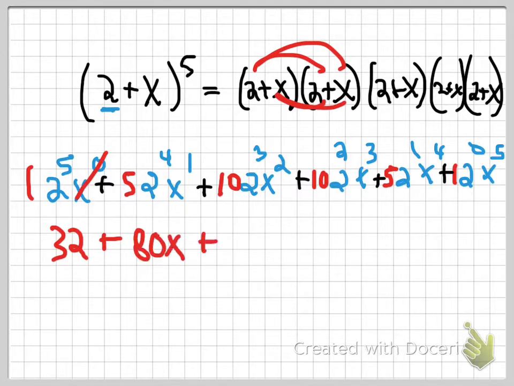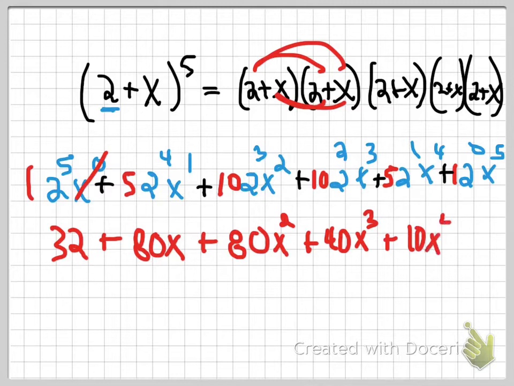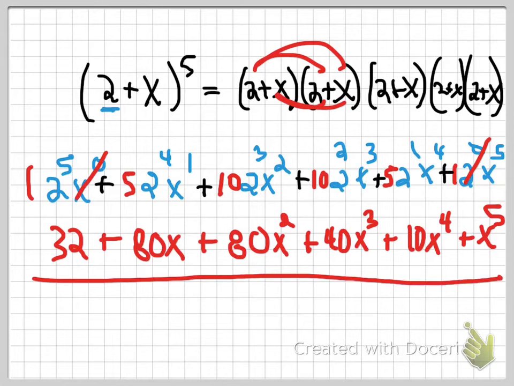Plus 10 times 2 to the 3rd. Since 2 to the 3rd is 8, 8 times 10 is 80, and it's x squared. Plus 10 times 2 squared. 2 squared is 4, 4 times 10 is 40, x to the 3rd power. Plus 5 times 2 is 10, x to the 4th. And then our last term down here, 2 to the 0, let's not worry about that. We just have plus x to the 5th. And there is my answer.